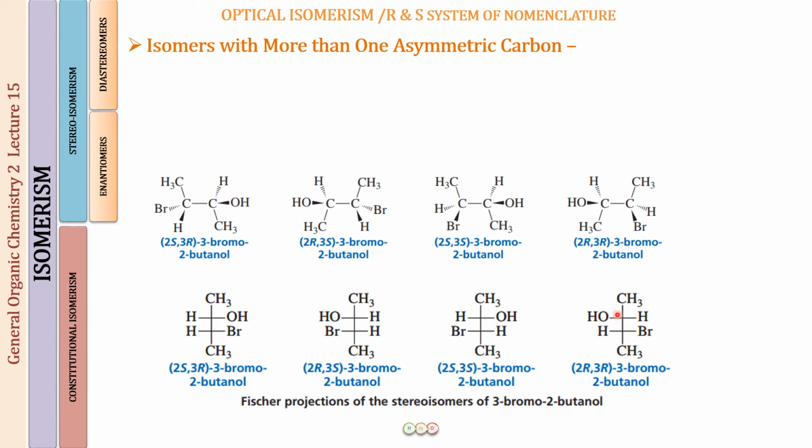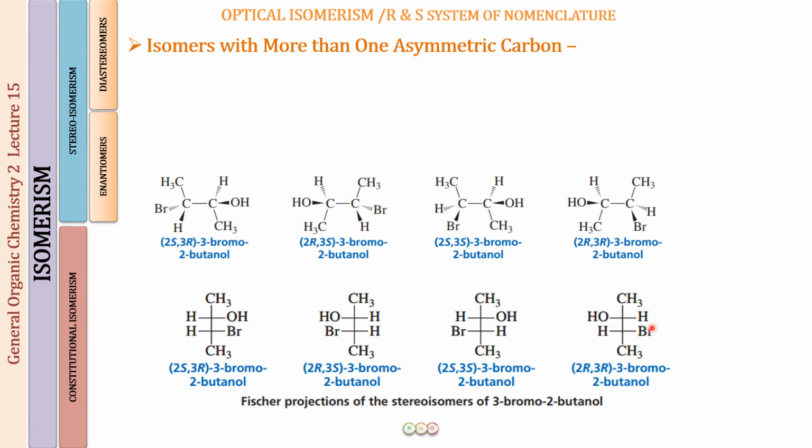Here again what you can look at is the OH and the H, they have interchanged position, so 2S becomes 2R. The H and the Br, they are in the same position, so 3R remains 3R. Okay, so this is one very easy way to write the Fischer projection, all the four names. Now what you can see is that all of these compounds have different names, right? So this means the IUPAC names of these compounds are different, and hence these are four stereoisomers which are different from each other. Okay.